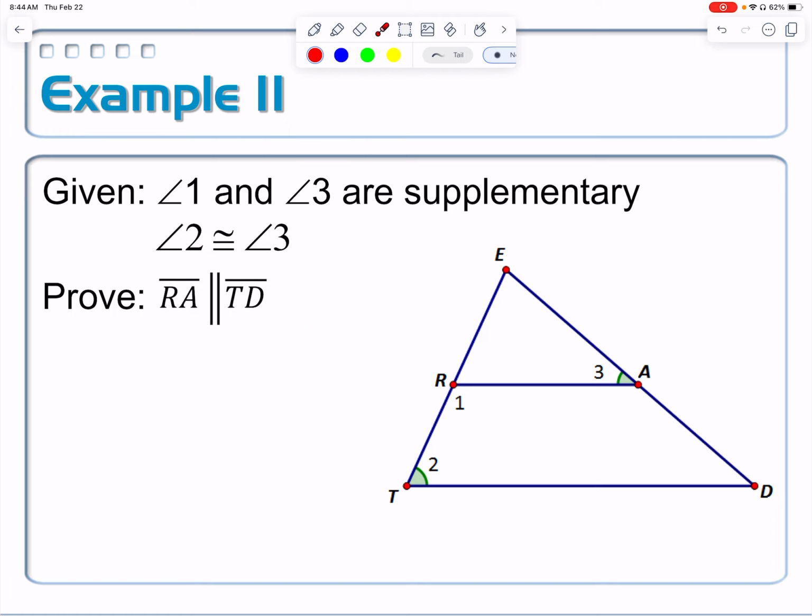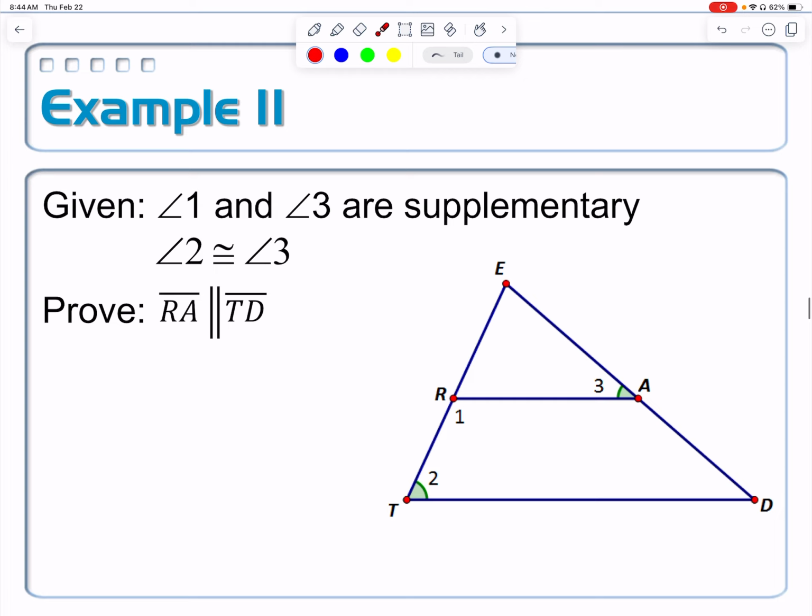Angle 1 and angle 3 are supplementary. Of course, that means that these two angles add up to 180 degrees. And then we're also given that angle 2 and angle 3 are congruent to each other. Yeah, they're congruent. It doesn't look like they're congruent to each other, but it's marked and it's declared. So this picture obviously is not drawn to scale. Now, based on that, we're trying to show that these two segments here, RA and TD, are parallel.